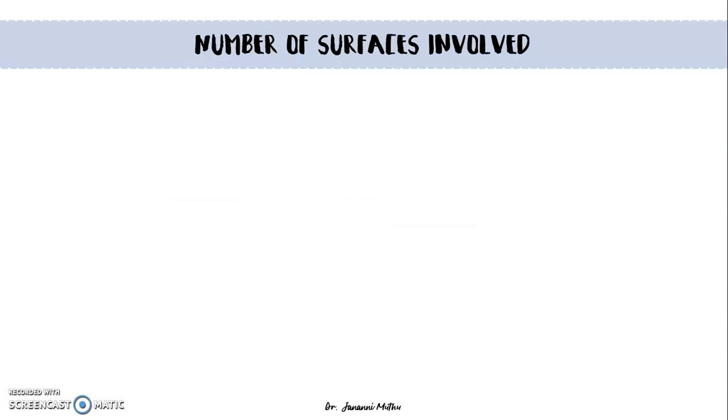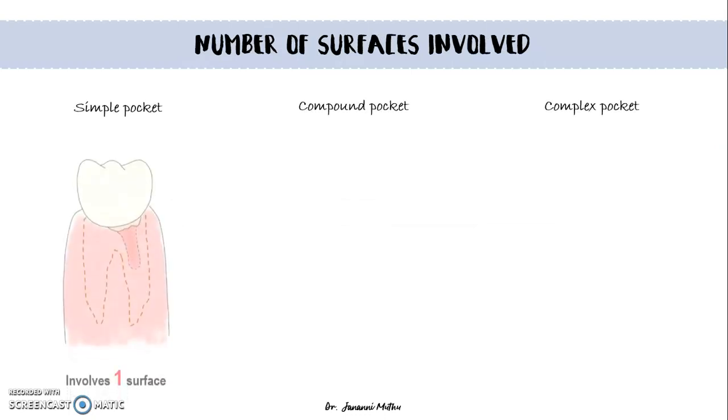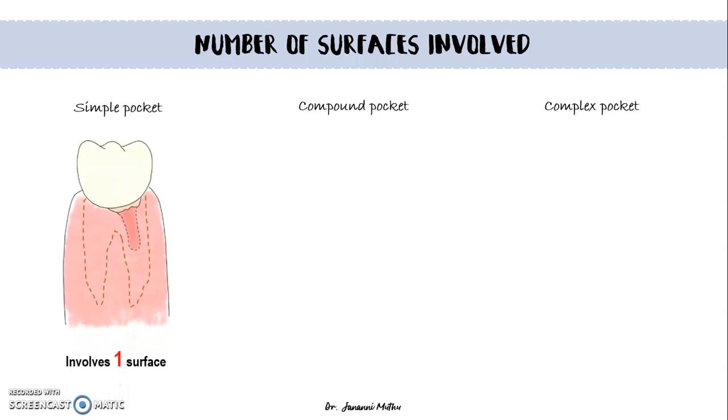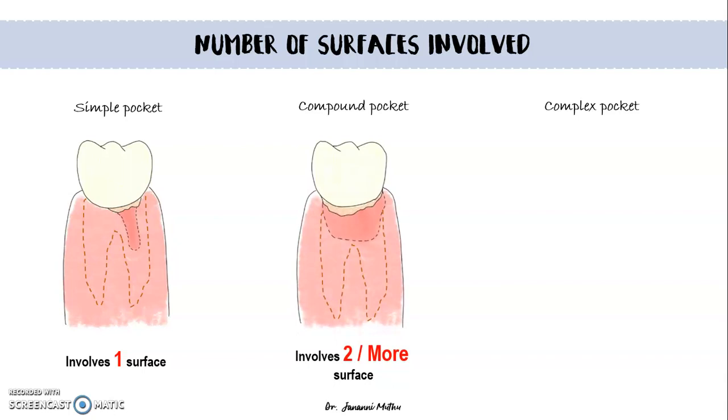Finally, looking into the classification based on the number of surfaces involved. Simple pocket involves only one surface. When 2 or more surfaces are involved, it is termed as compound pocket. In this example, the pocket has involved both mesiobuccal as well as the midbuccal surfaces. Hence, it is a compound pocket.